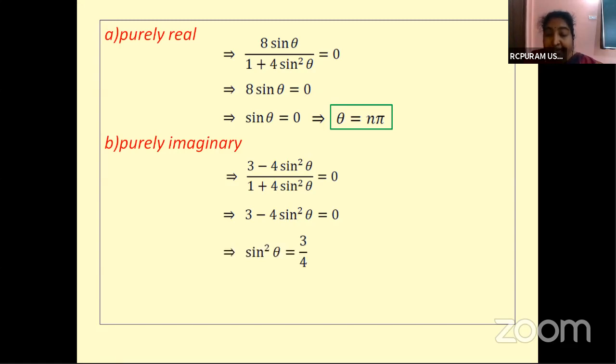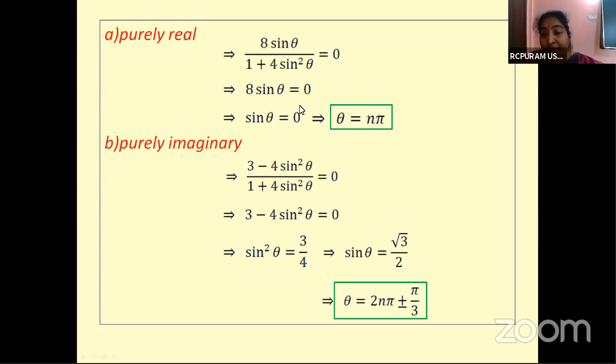Further, I can write sine square theta is equal to 3 by 4, or sine theta is root 3 by 2. And in the general form, we can always write theta is equal to 2n pi plus or minus pi by 3, right? So find the real values of theta. So we are finding out all the real values possible, and we have given in the general form because trigonometric ratios are periodic. So the same value may be repeated for many different measures, isn't it? So that's the reason why we are giving the answer in general form.